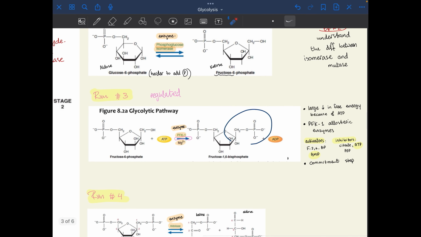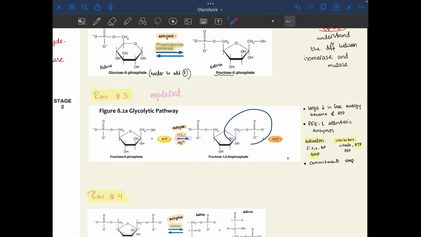Now reaction number 3, it is the most regulated step in glycolysis. It is the commitment step. What does that mean? Once this step occurs, this molecule will be committed to glycolysis. This reaction will be catalyzed by the enzyme phosphofructokinase 1. Phosphofructokinase 1 will add a phosphate to carbon number what? Number 1, as the name suggests. So to carbon number 1 we will have a phosphate group attached.